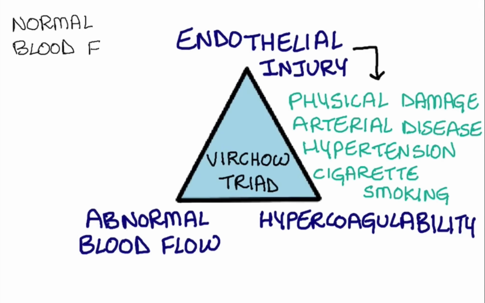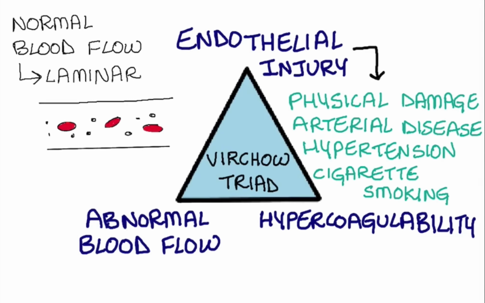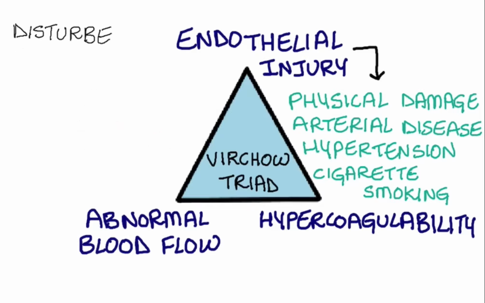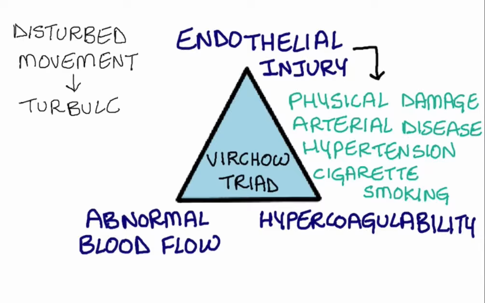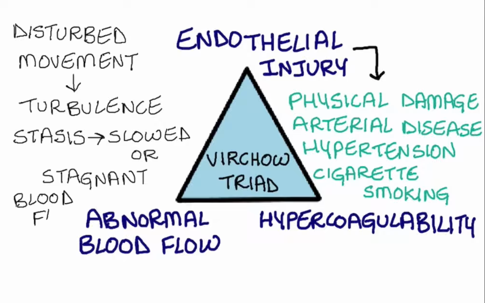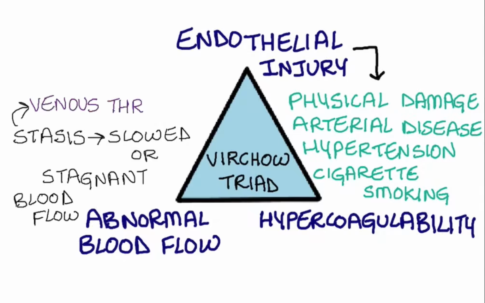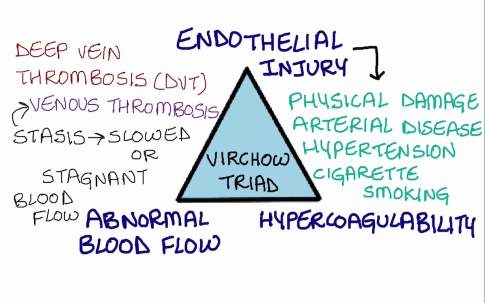The normal blood flow is said to be laminar, in which the cellular elements of the blood, like the platelets, RBCs, WBCs, flow centrally and are separated from the endothelium by a slower moving layer of plasma. On the other hand, the disturbed movement of the blood flow is called turbulence. Stasis is slowed or stagnant blood flow. It is a major cause for venous thrombosis. For example, the deep vein thrombosis (DVT) of the leg.